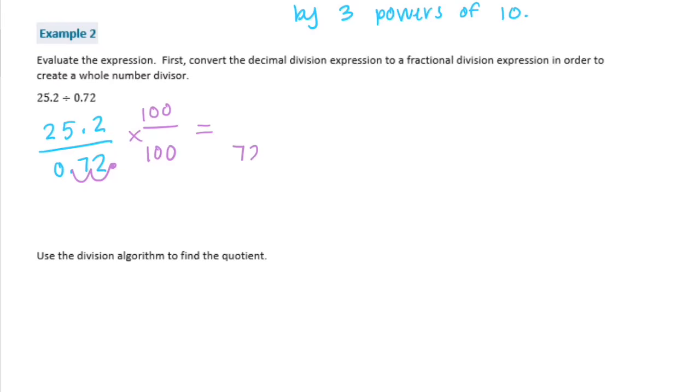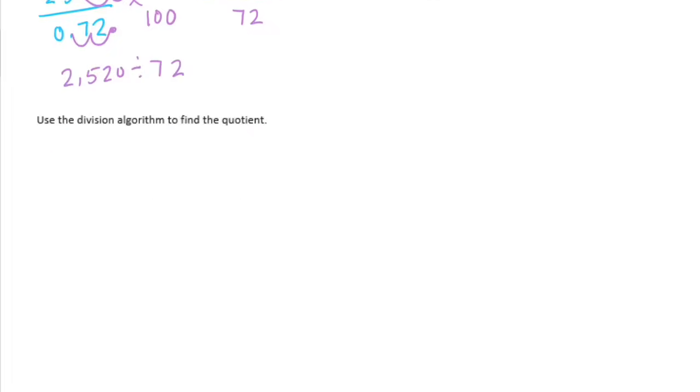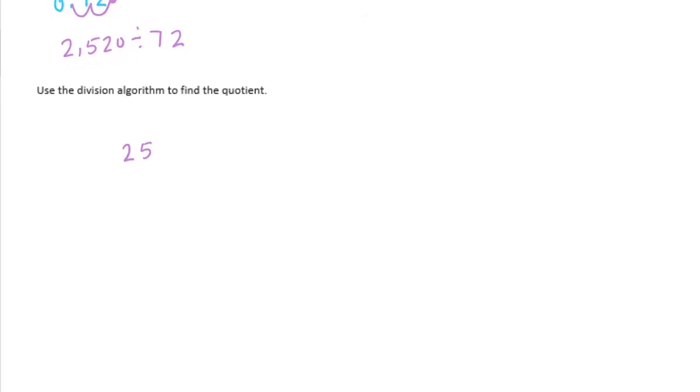So we would have 72, and if I move this 2 places, I need to put a 0 there, I'd have 2,520. So we have 2,520 divided by 72. Use the division algorithm to find the quotient. So 2,520 divided by 72. 72 can't go into 2 or 25. It could go into 252, probably twice.